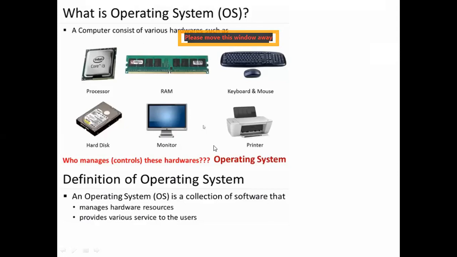Here you can see on the slide, for your better understanding, some examples of hardware resources. The various hardware resources of a computer are the processor and the RAM. RAM is called the primary memory or the main memory. You have RAM slots used in laptops as well as desktops. We have input devices like keyboard and mouse, and the hard disk, which is basically secondary storage. And we have display devices like monitors, and output devices like printers.